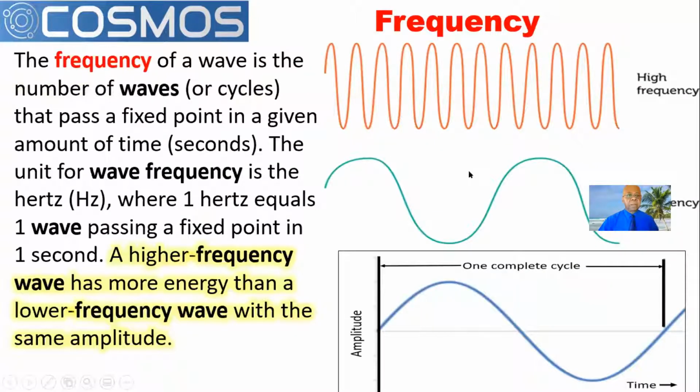Frequency. The frequency of a wave is the number of waves or cycles that pass a fixed point in a given amount of time, usually seconds. The unit for wave frequency is hertz. The symbol is Hz, where 1 hertz equals 1 wave passing a fixed point in 1 second. The higher the frequency, the more energy a wave has compared to a lower frequency wave with the same amplitude.